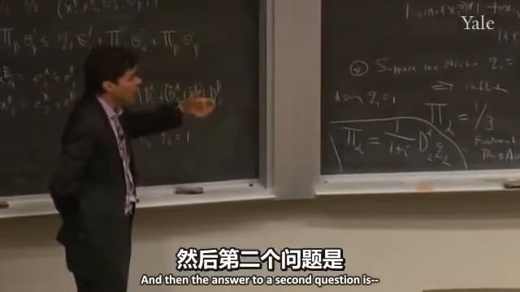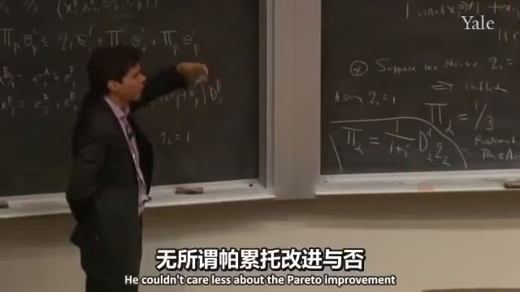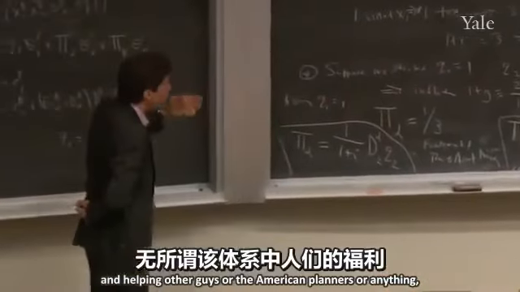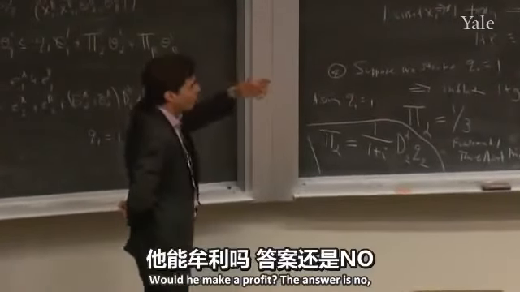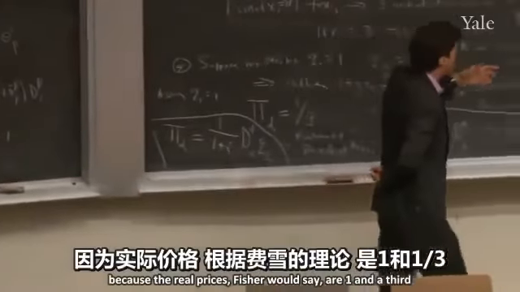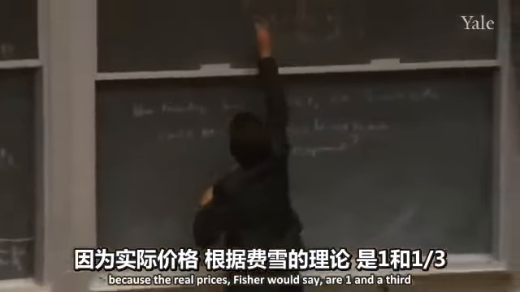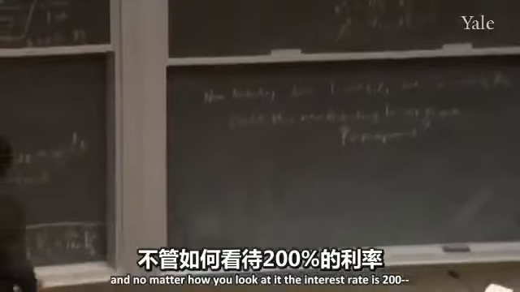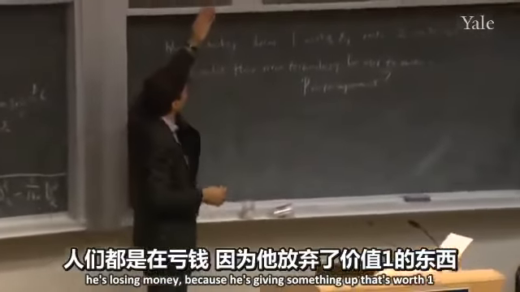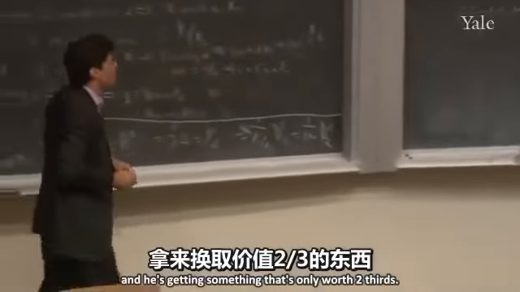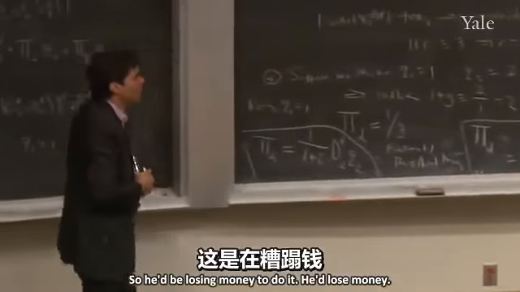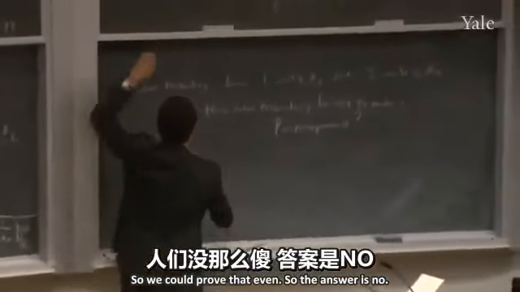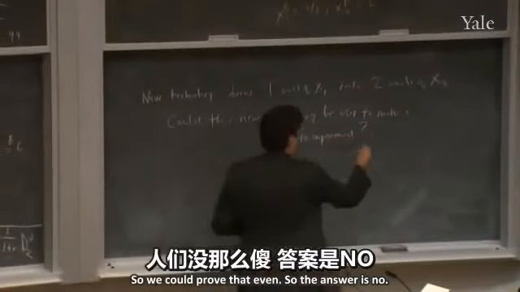And then the second question is, suppose the guy in Alaska discovered it himself. He couldn't care less about the Pareto improvement and helping other guys or the American planners or anything. He just wanted to make a profit for himself. Would he make a profit? The answer is no, because the real prices, Fisher would say, are 1 and 1/3. No matter how you look at it, the interest rate is 200%. He's losing money because he's giving something up that's worth 1, and he's getting something that's only worth 2/3. So he'd be losing money to do it. We could prove that even. So the answer is no.